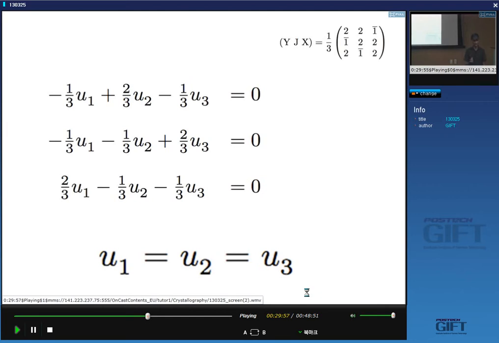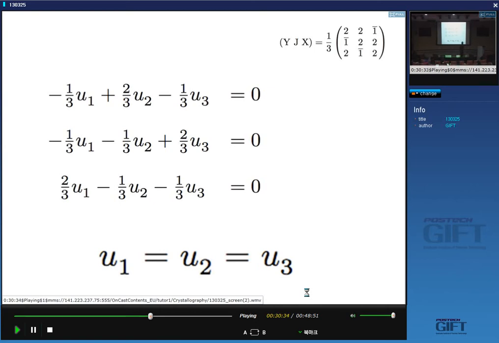So here, for example, if I take this equation and I multiply it by 2 and I add these two up, then this will be minus 2/3 plus 2/3, so this term vanishes, and you'll see that U1 equals U2. And then I can substitute for U1 and prove that U1 equals U2 equals U3. So what's the rotation axis? It's 1, 1, 1. So we found the rotation axis, which is the 1, 1, 1 direction, common to both crystals.